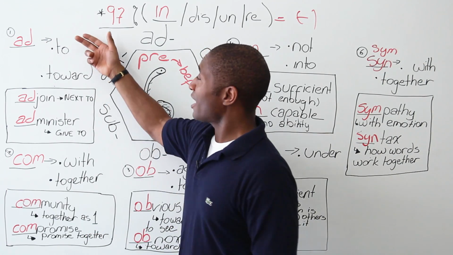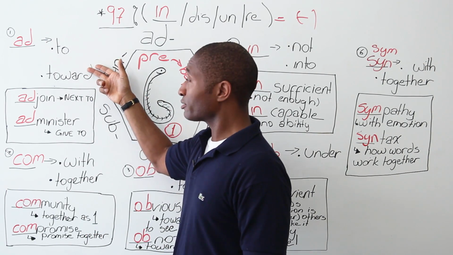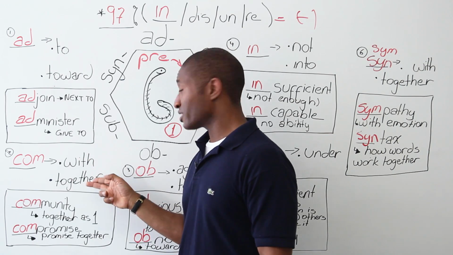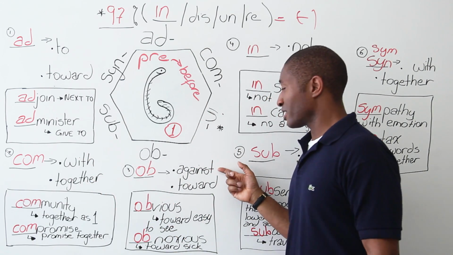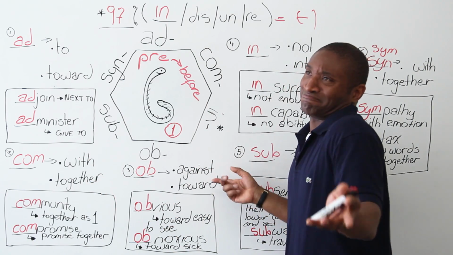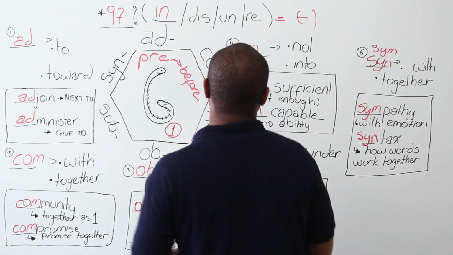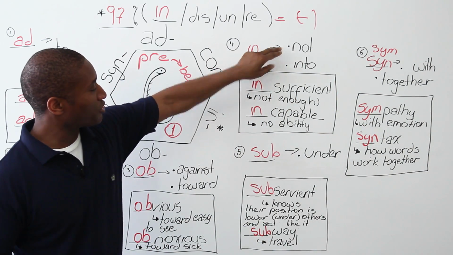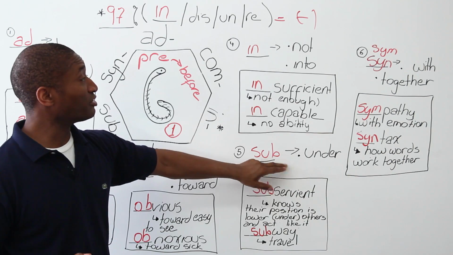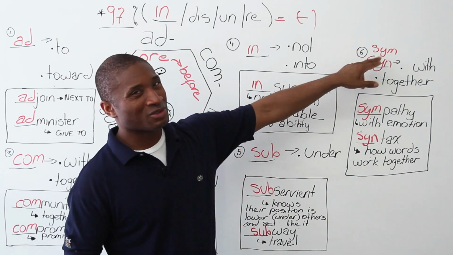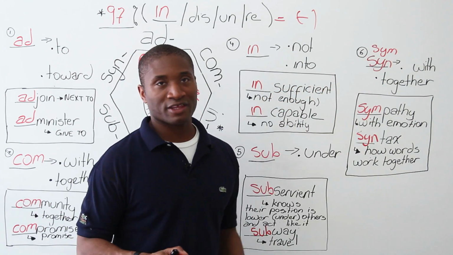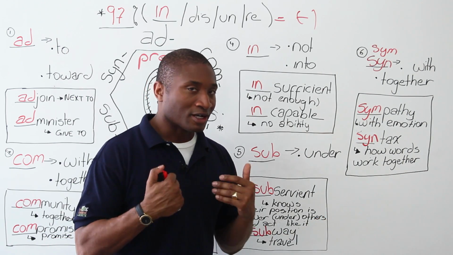All right, so ad means to or toward. All right, com means with or together. Ob means against or toward. I know. I don't make the rules, I just tell you. In means not or into. Sub means under. And syn, which sometimes looks like sym, can be with or together. Cool? You like that? I do.